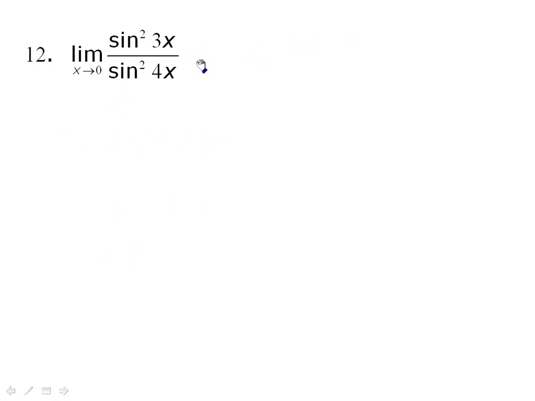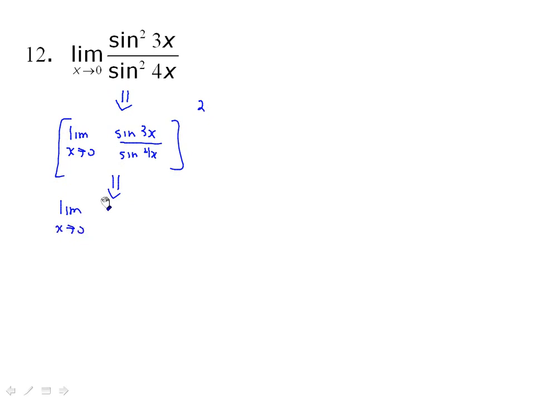Now, number 12, another square one. This is a good one for you to pause and go through on your own. Actually, it isn't that bad of a problem. We recognize that this whole thing is, in fact, the sine of 3x over the sine of 4x, and then this is all squared. Break it up in the middle. So this is the limit as x approaches 0. And by the way, this is 0 over 0. I kind of whistled past that one, but we should check.